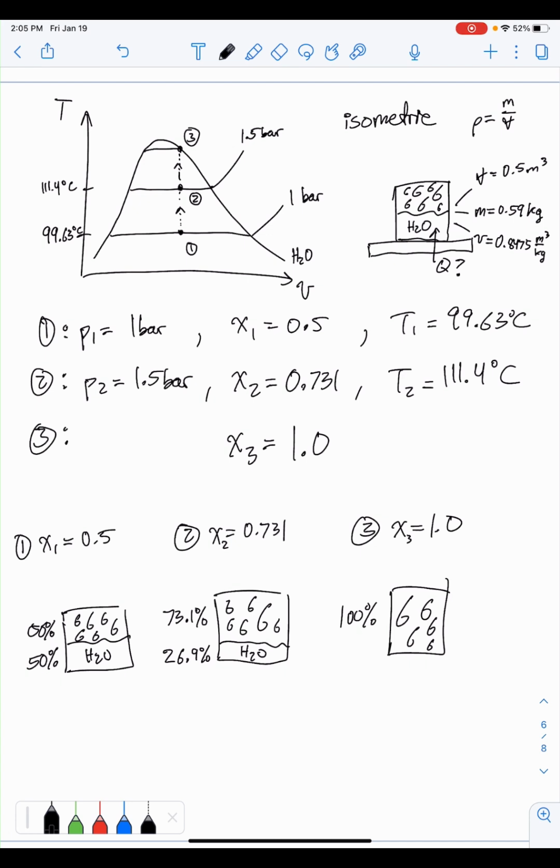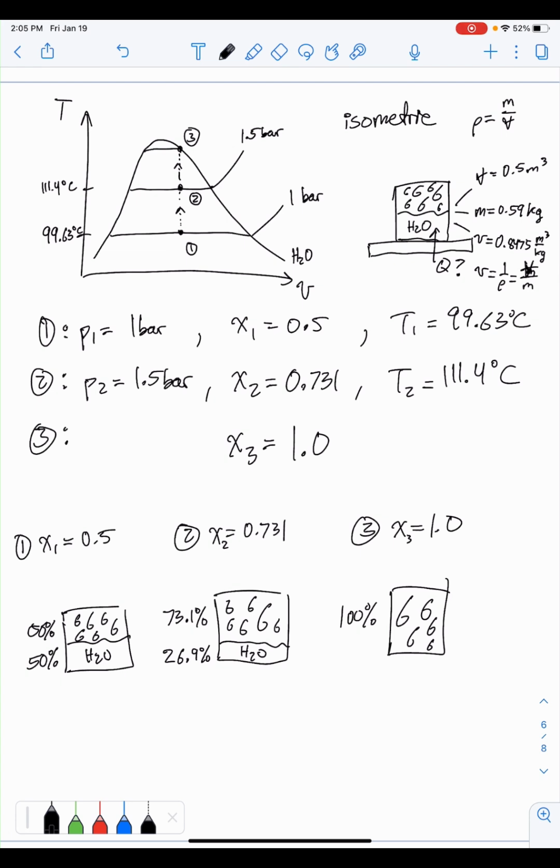But in thermodynamics, we have this kind of weird variable called specific volume. Specific volume is actually the inverse of density, and it means volume over mass. That's what we have right here. And why is it important? I'll come back to that in a bit.